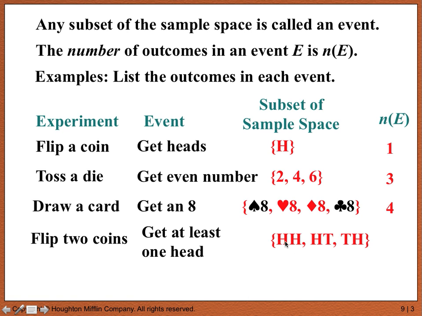HH has 2 heads, but that is still at least 1. HT is 1, TH is 1, but TT, the outcome TT, will not fit in this subset of the sample space. It will not fit in this event space because it does not meet the criterion of getting at least 1 head. And the number of outcomes in this event is 3. 3 possible outcomes for the event of getting at least 1 head in the experiment of flipping 2 coins.